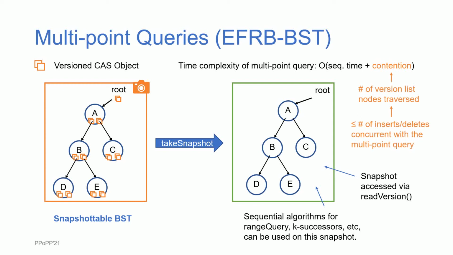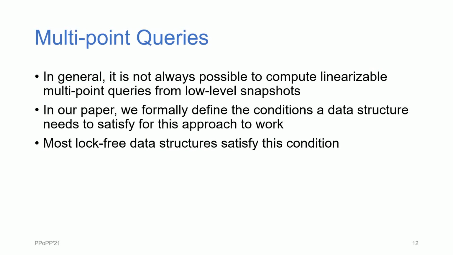The EFRB-BST is actually a particularly easy example when it comes to computing multi-point queries. This is because the left and right pointers of the data structure define the contents of the tree at all times. In general, it is not always possible to support multi-point queries in this manner. In the full version of our paper, we formally specify the conditions a data structure needs to satisfy in order for it to be supported. Intuitively, we disallow update operations from linearizing back in time. Most data structures that we looked at satisfy this condition, including Harris's linked list, Michael and Scott's queue, and many more.